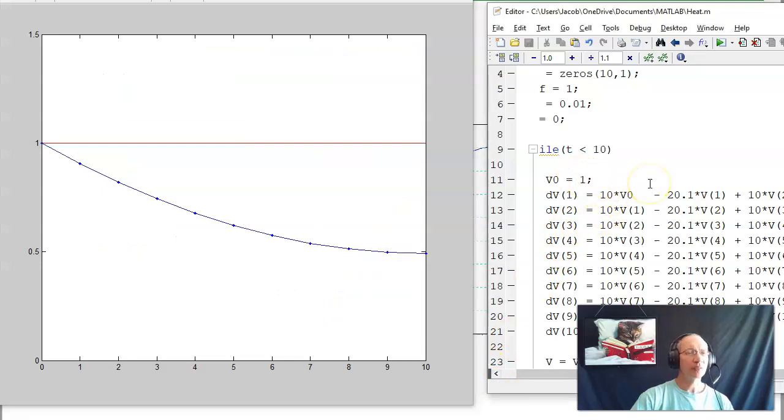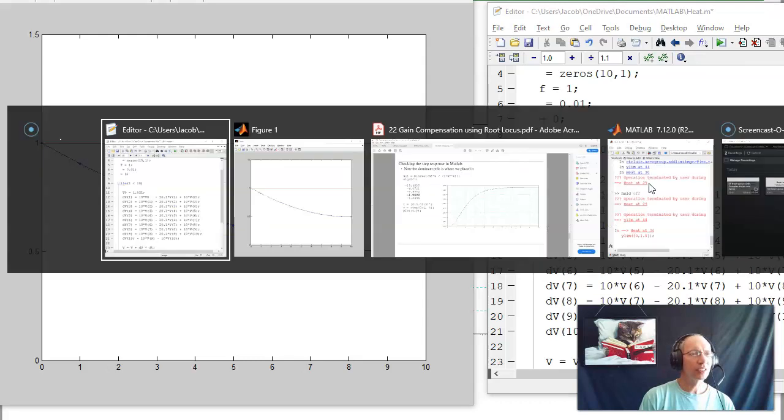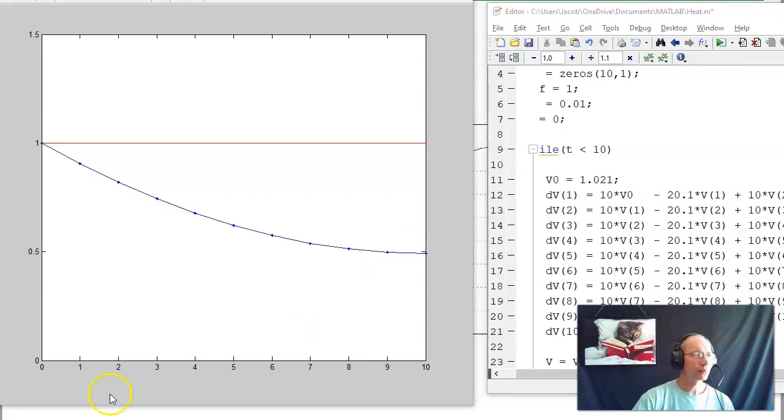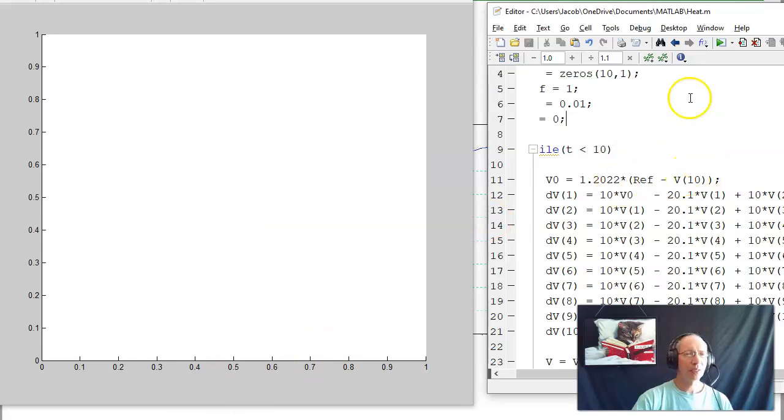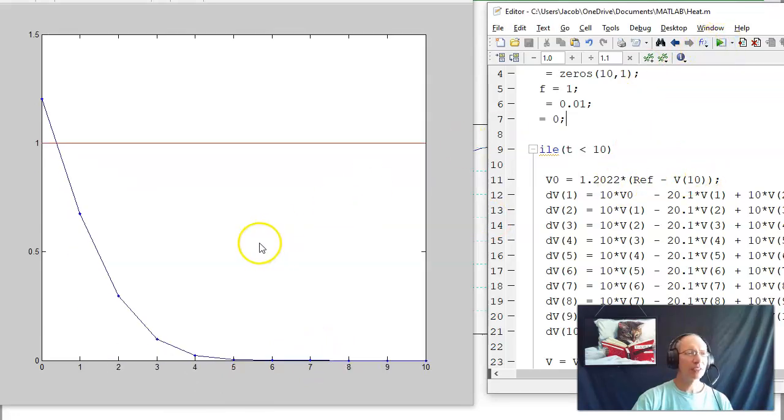Let's make V0 1.02, and I forgot the answer. Let's make the input 1.022, that's K, times the difference between the set point and the output. Run that, and it doesn't like me. Okay, running that, fixing the parentheses.